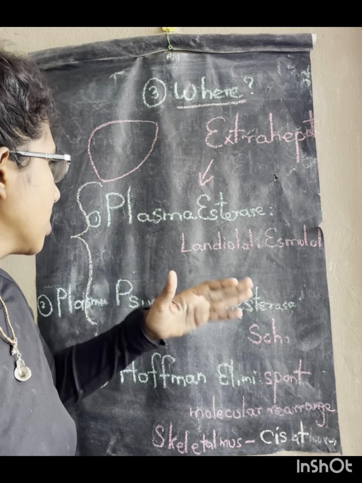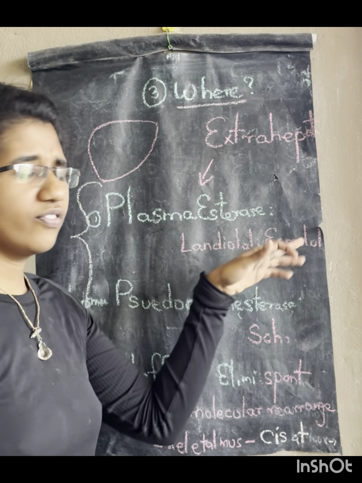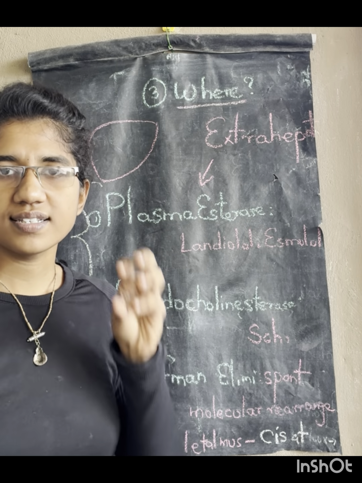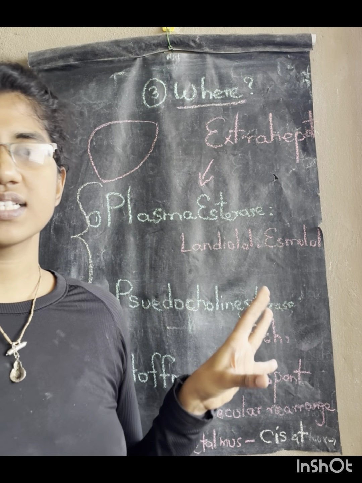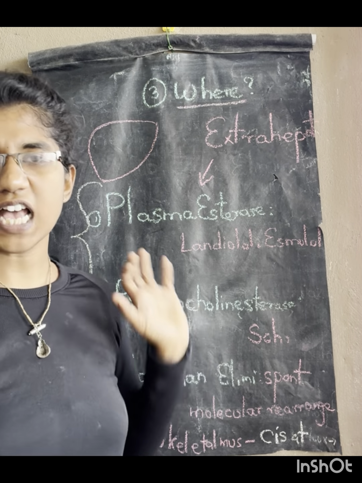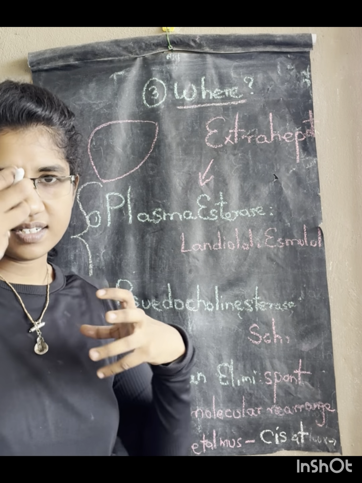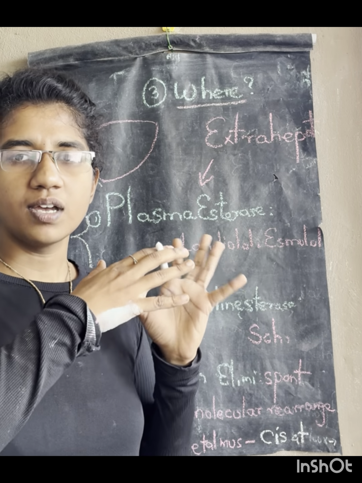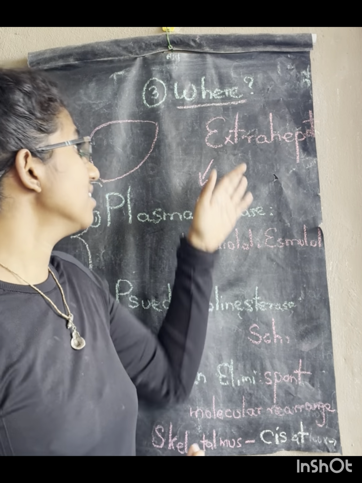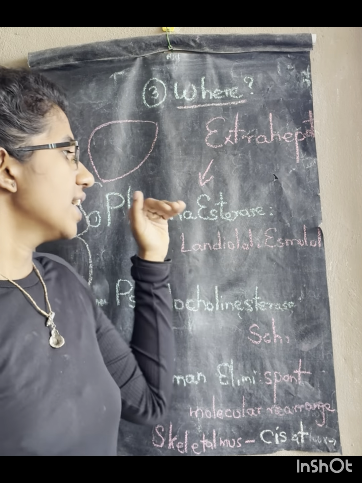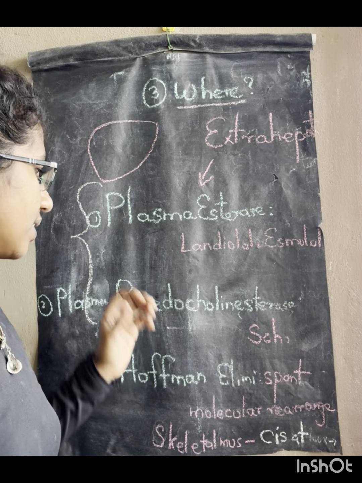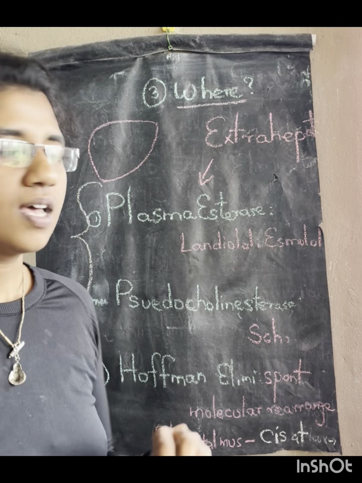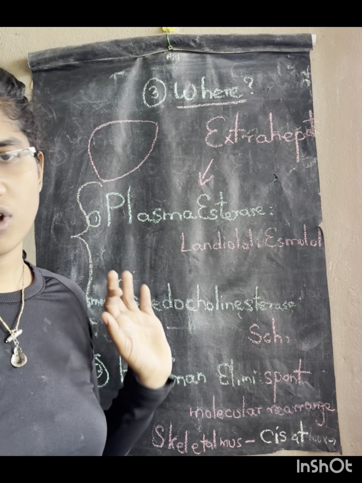The application is, for example, esmolol, which we will see in subsequent chapters. It is a beta blocker, the shortest acting beta blocker. Why is it shortest acting? Because it is metabolized by plasma esterase. It is taken into the body, comes to the blood, and is present in the plasma, so it will be metabolized faster than by hepatic metabolism. So it is the shortest acting beta blocker. Likewise, the shortest acting muscle relaxant is succinylcholine, because it is metabolized by plasma pseudocholinesterase.